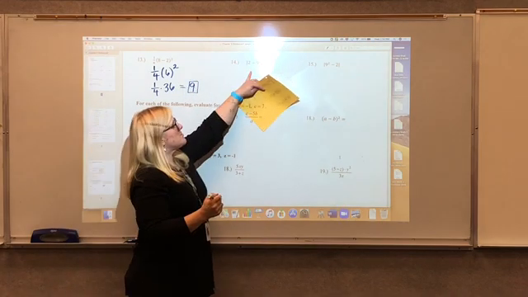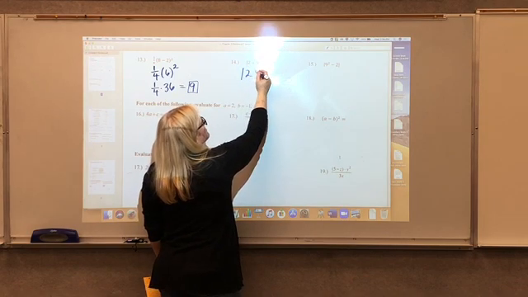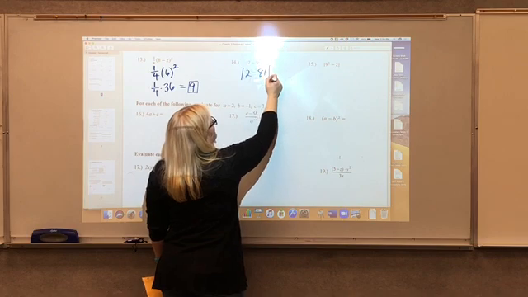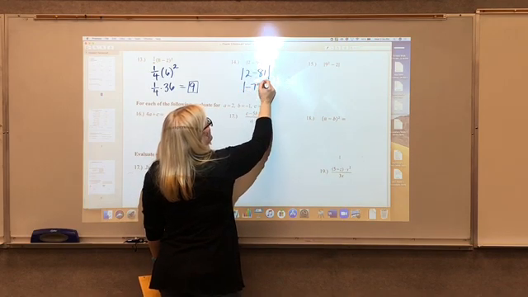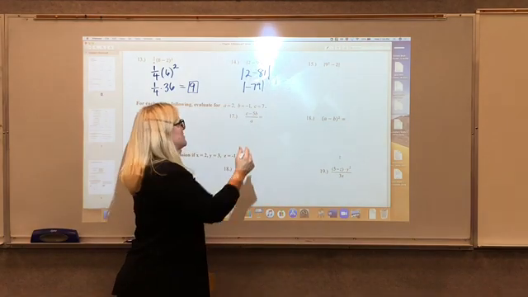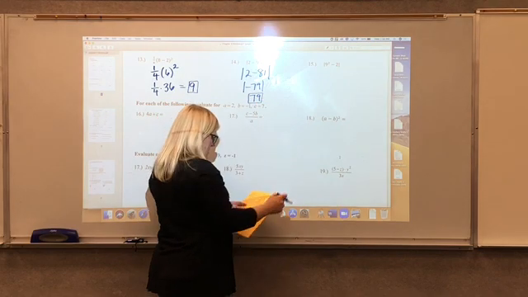All right, absolute value. I'm going to do the exponent. So 9 squared is 81. 2 minus 81 is negative 79. And because it's an absolute value, we make it positive. So the answer to this is 79.